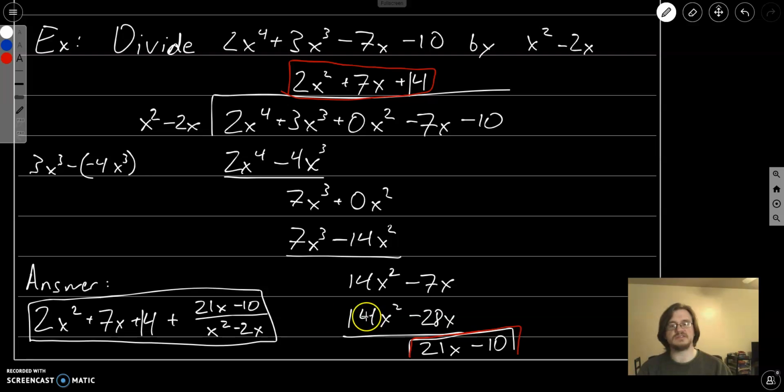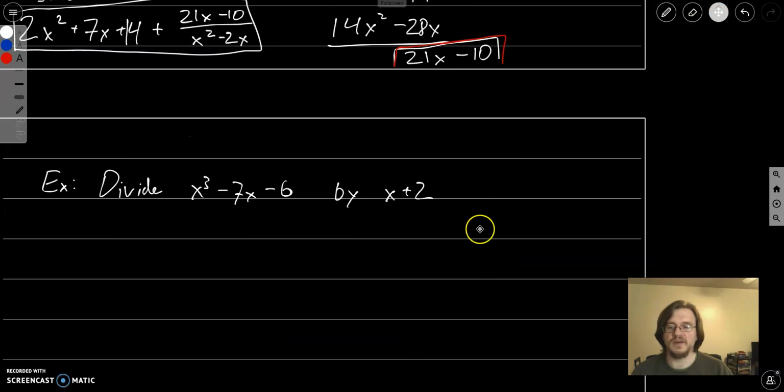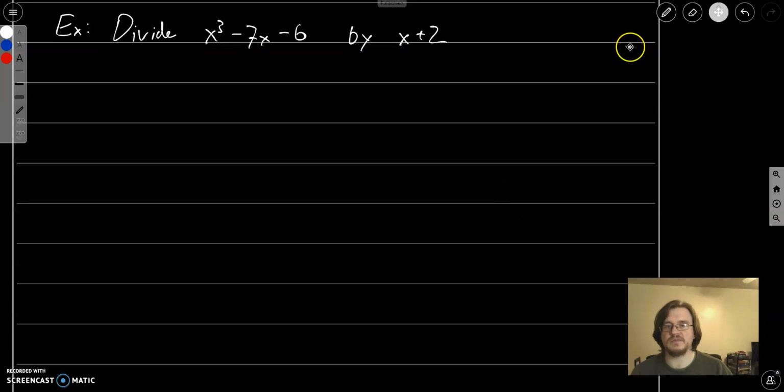So this is the answer. Again, the quotient plus the remainder over the divisor. Let's just keep doing more and more examples. I think that examples and practice is essentially the only way to learn long division like this.